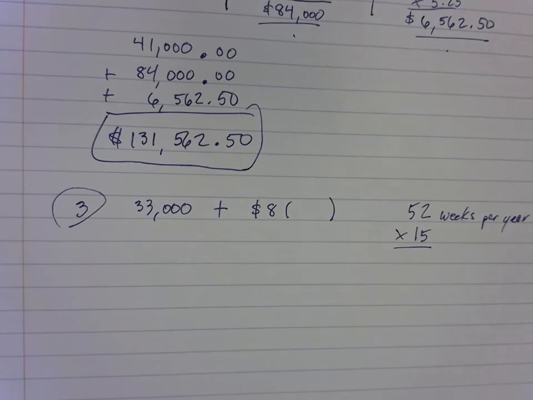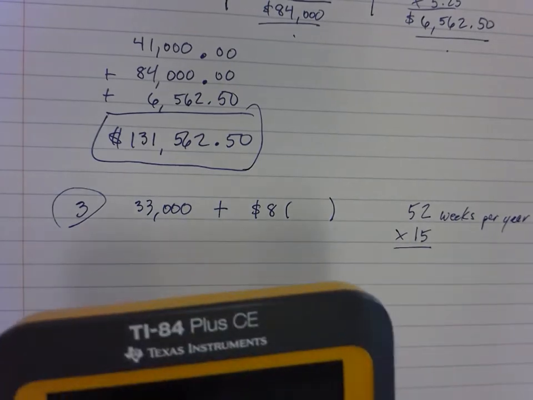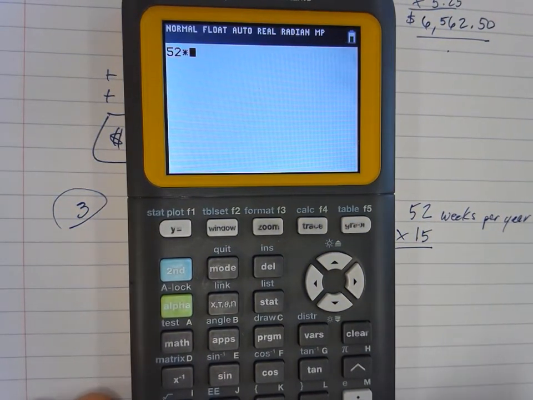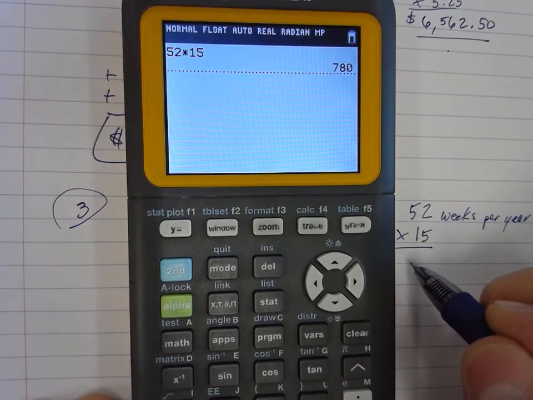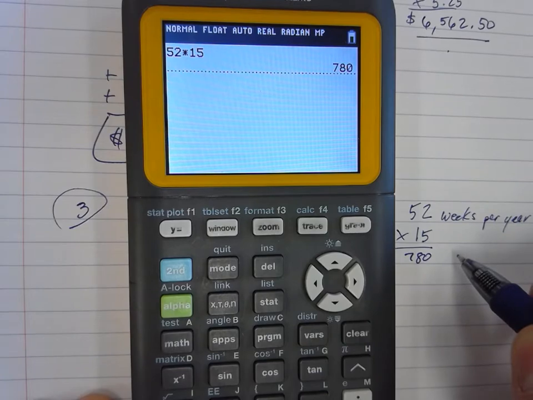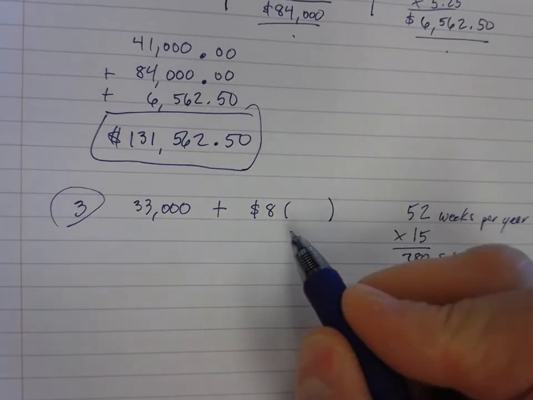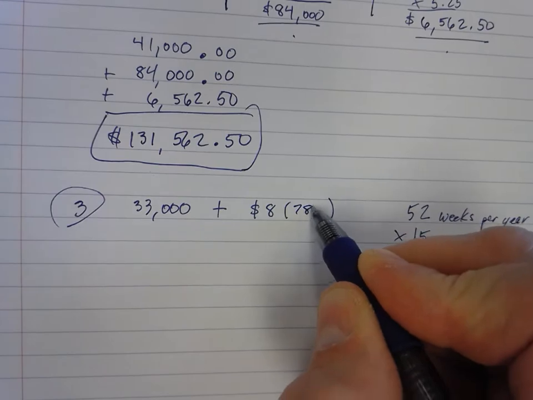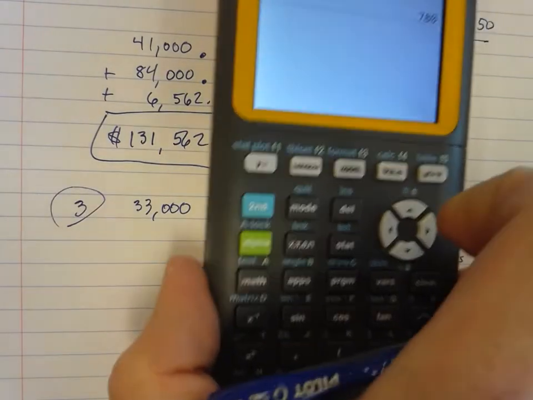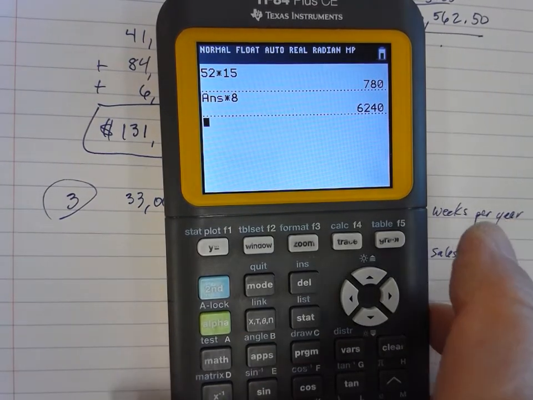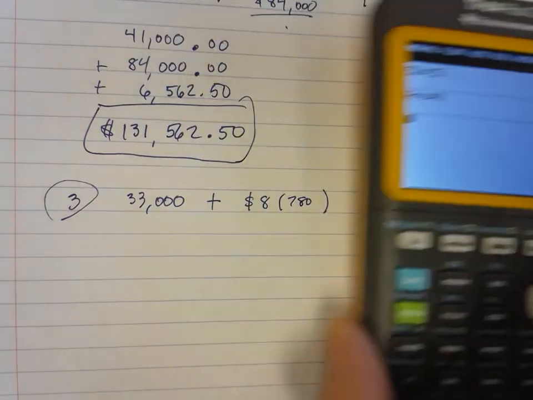So if he's doing 52 weeks and he's making 15 sales per week, so 52 weeks in a year, he's making an average of 15 sales per week. That there is 780 sales. And then he gets $8 for each one of those, so that is $8 times the 780. That means he's making $6,240. Okay, 6,240 off of that.